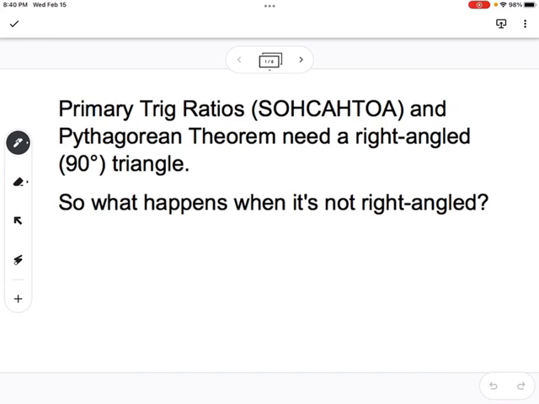Okay, so we have discussed our primary trig ratios using SOHCAHTOA as well as Pythagorean theorem, and both of these need a right angled triangle. So what happens when it's not a right angled triangle? This is when we introduce sine law and cosine law. Okay, so today we're going to be focusing on sine law.